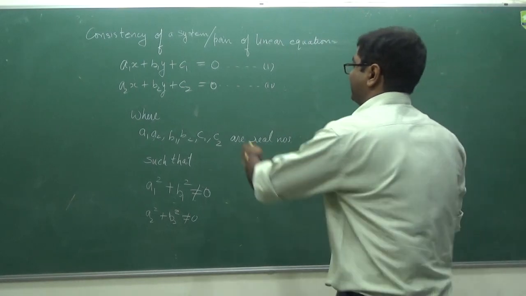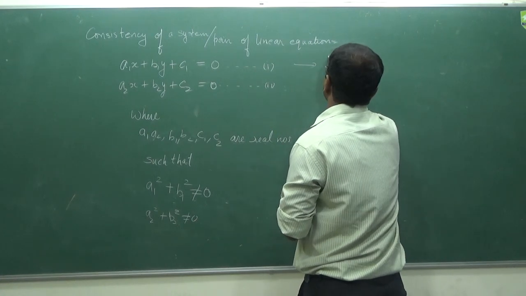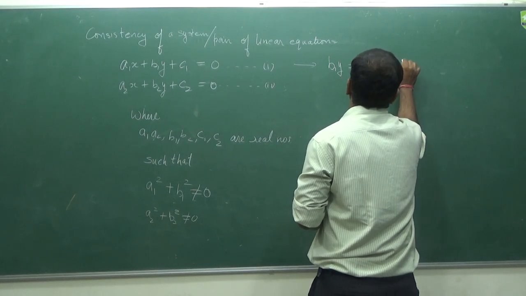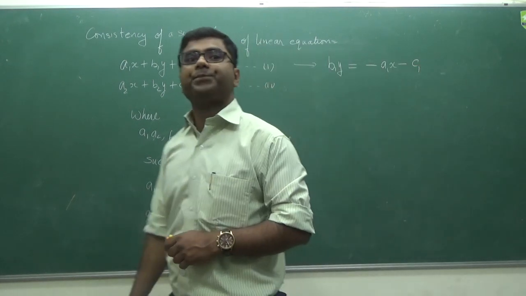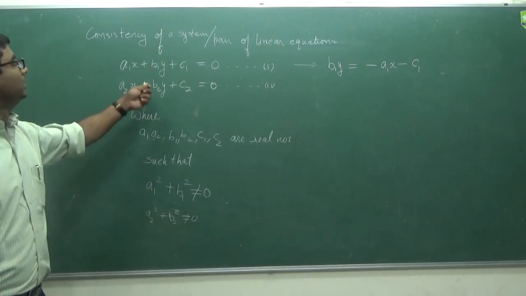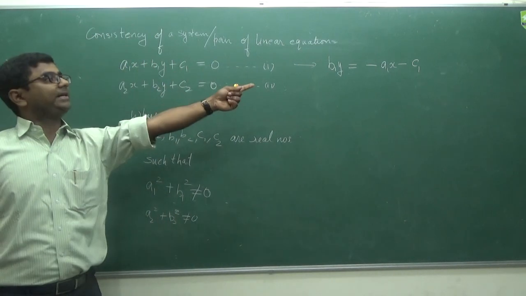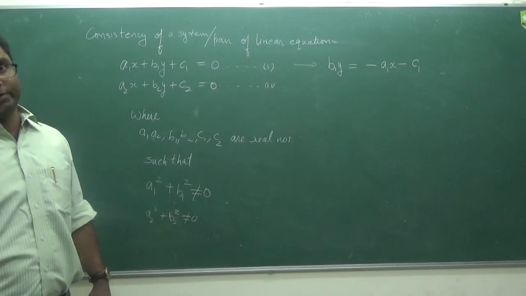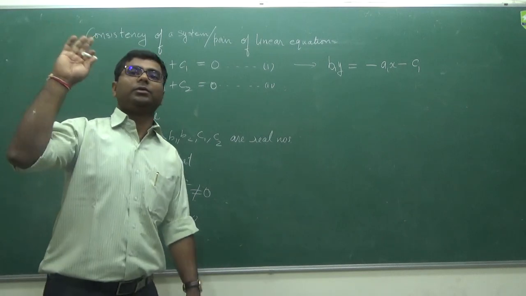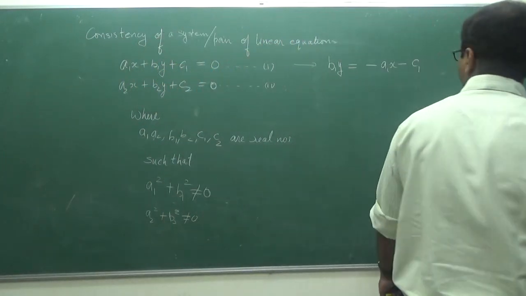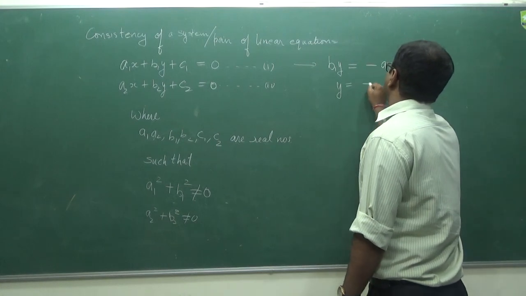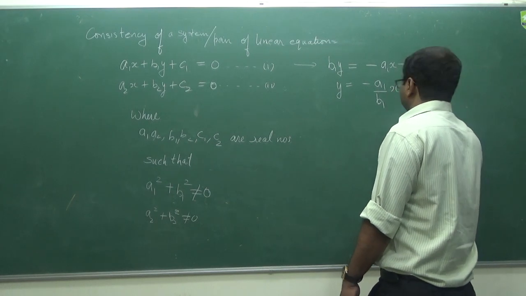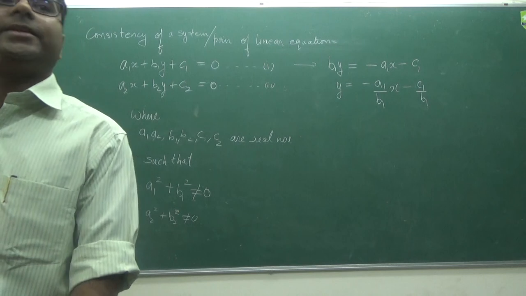So let us first express this first equation like this. Can I write this equation as b1y equals minus a1x minus c1, correct? Rearranging, I took a1x and c1 on the right hand side. Can I write like that? All of you agree? Wherever you don't understand, stop. Next. Can I not say y equals minus a1 by b1 x minus c1 by b1? Agree, disagree?